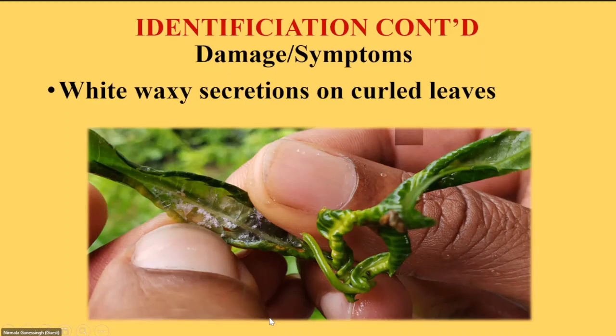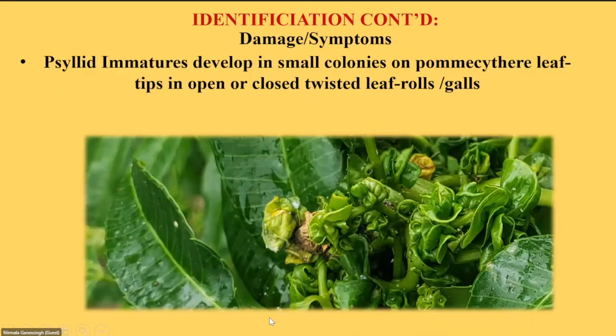I believe you are seeing the photo now. You would observe white waxy secretions on curled leaves as shown in the photo. Continuing on symptom damage seen on Pommecythere plants: psyllid immatures develop in small colonies on Pommecythere leaf tips and open or closed twisted leaf rolls or galls.